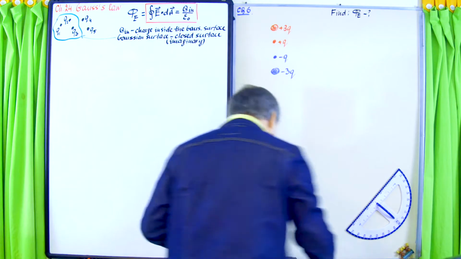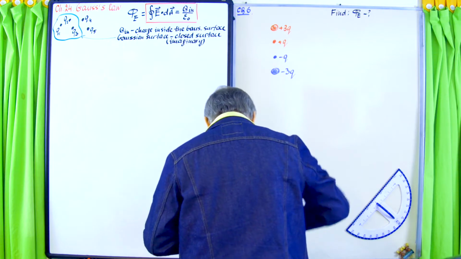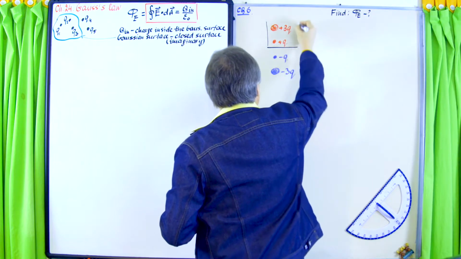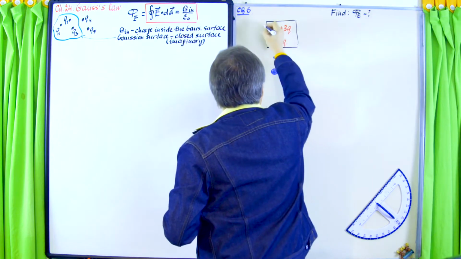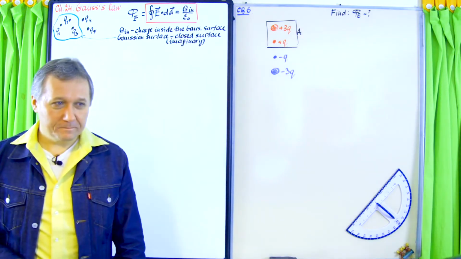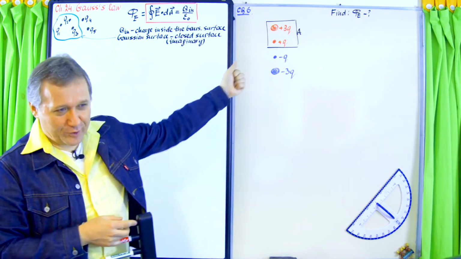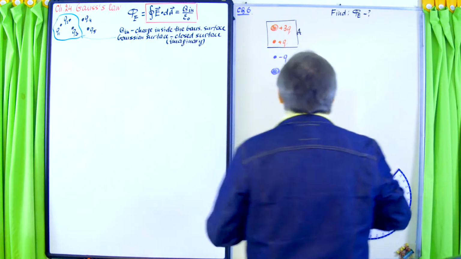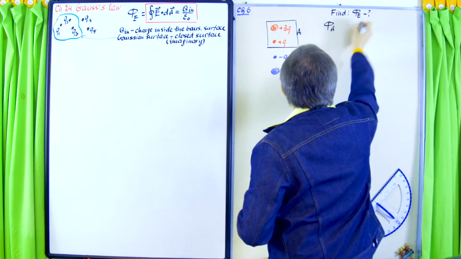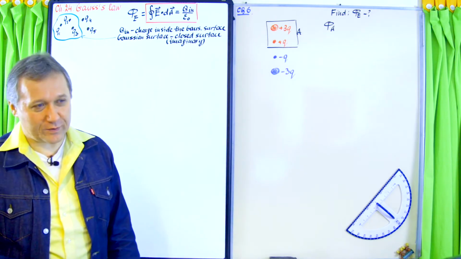And the first, surface number 1, let's assume it's this one. Let me label it surface A. It's sort of three-dimensional, but of course I draw a two-dimensional picture only. So what will be the flux through surface A? I will remove that subscript E and just use subscript A. You understand it's still the electric flux through surface A.